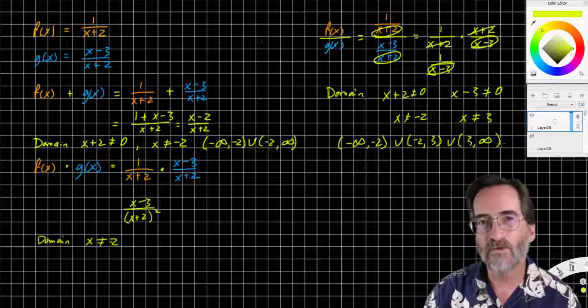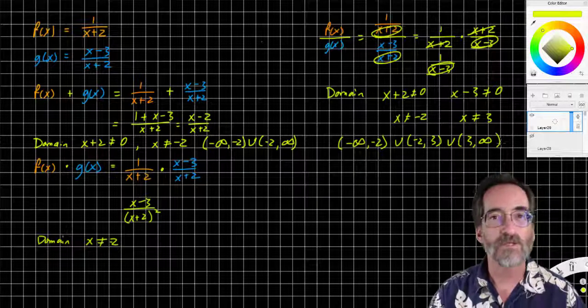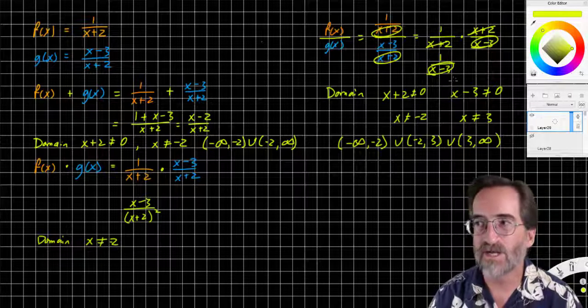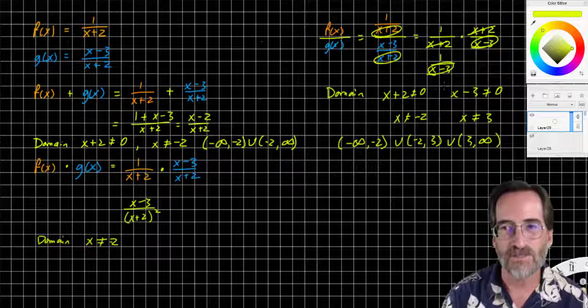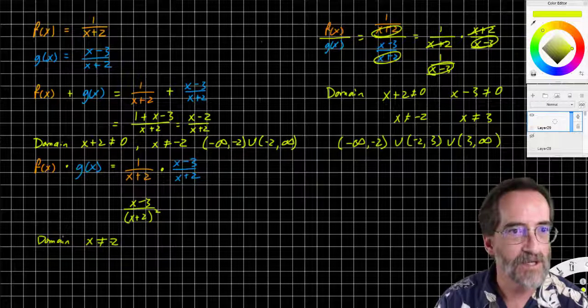So be aware of that. When you're checking for domain restrictions, don't just check the domain restriction after simplifying. Check the domain restriction immediately, and then also at any stage throughout the process. You cannot divide by 0. All right, hopefully that helps. Good brief 7-minute introduction to this unit.